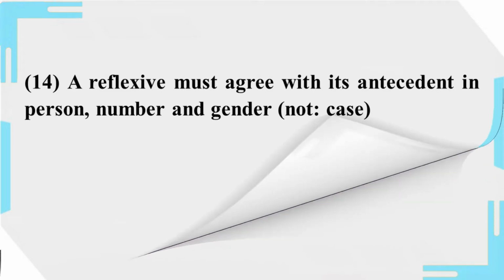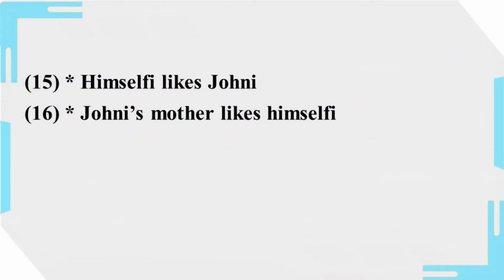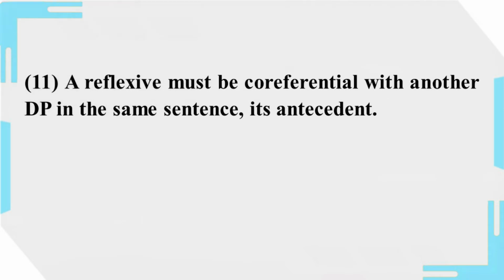Why aren't the following simple examples any good? Himself likes John. John's mother likes himself. They satisfy our requirements 11 and 14. Requirement 11 says a reflexive must be co-referential with another DP in the same sentence, its antecedent. Requirement 14 says a reflexive must agree with its antecedent in person, number, and gender, but not in case.